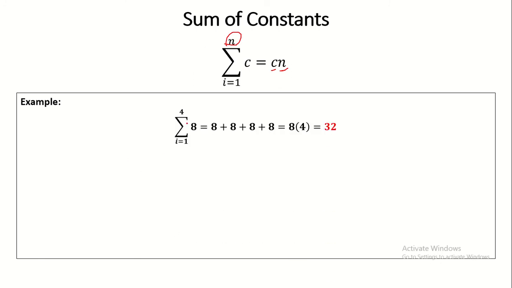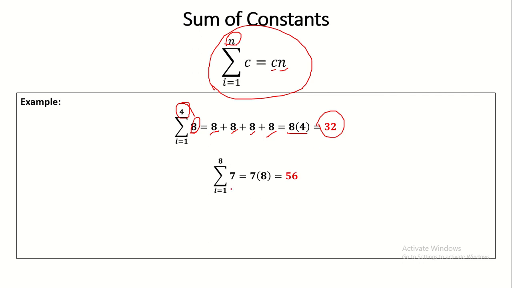Example, say if we have the summation of 8 from I is equal to 1 up to 4, that means that you're going to add 8 4 times. So you have 8 plus 8 plus 8 plus 8. And if you apply this formula, since this is a constant, just multiply the constant to the number on top of the sigma notation. So we have 8 times 4 is equal to 32. So you will have the same answer.